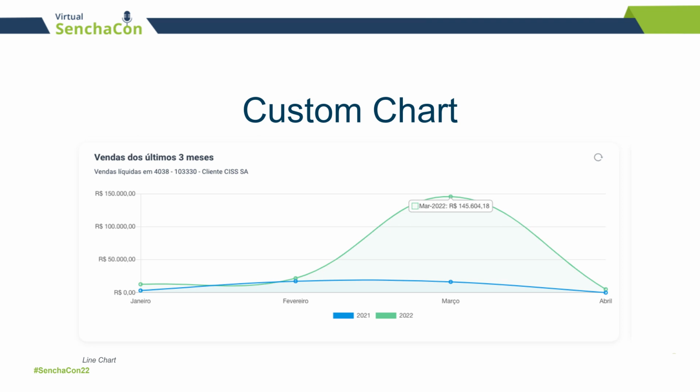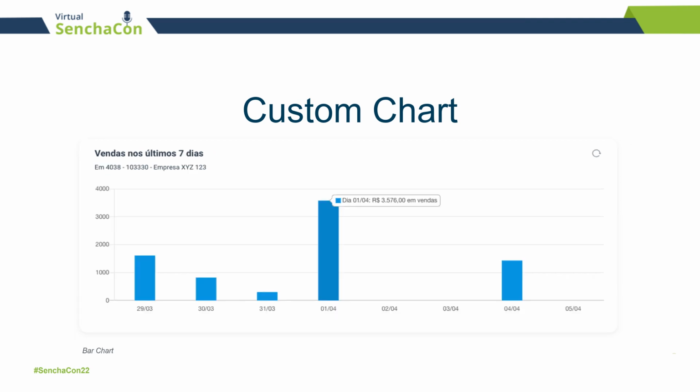Now some chart usage examples. Sales of the last 3 months, like for like 2022 versus 2021, a comparative, a line chart, and here a bar chart, sales of the last 7 days, sorry, day by day.